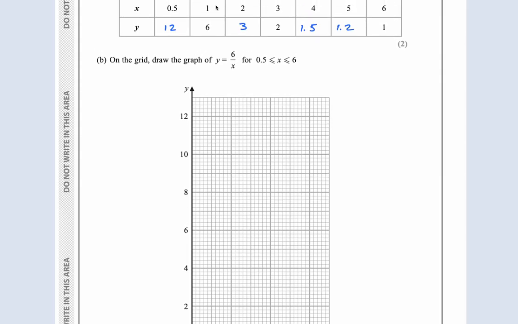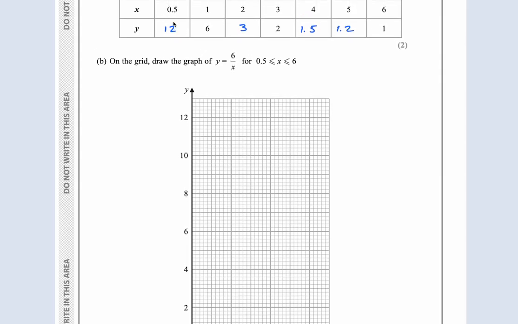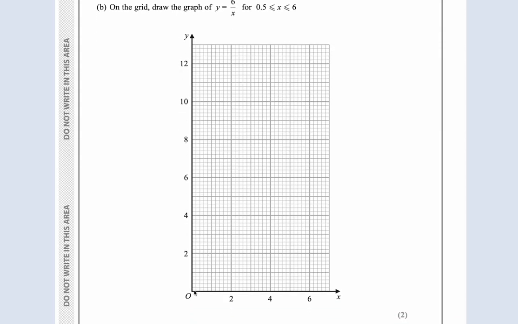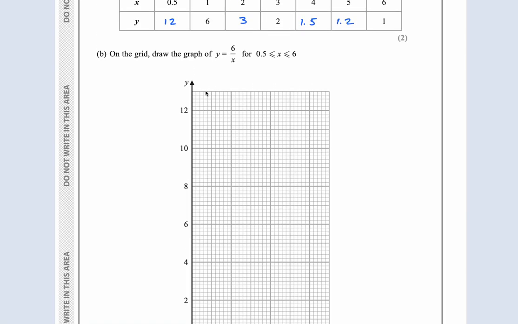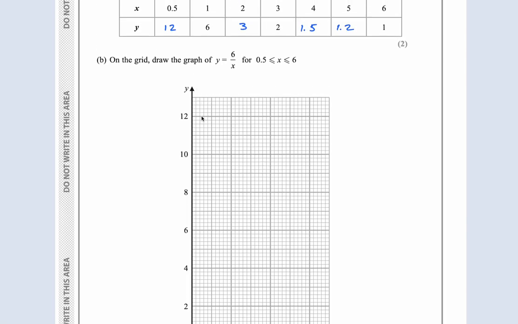So I basically have to put in these points. So I need 0.5, 12. 0.5 is going to be, this is 1, so that's 1, that's 3, that's 5, that's 6. 0.5 is bang in the middle of these two, which is a bit annoying, and it's 12, so it's exactly there.